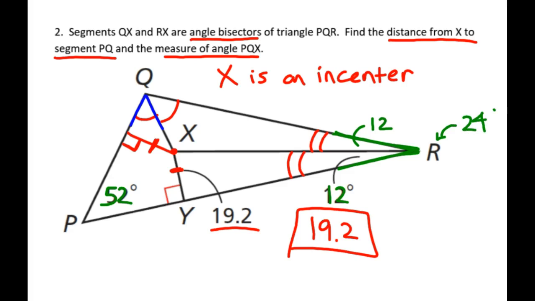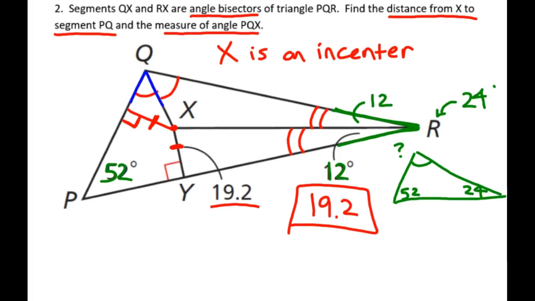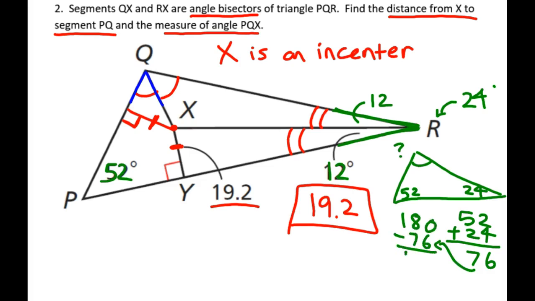Now, what I'm going to do is redraw this triangle off to the side here. This is 52. This is 24. What is the third angle? I can easily find that out by adding the two angles I know and subtracting from 180, right? We've done this before on the last unit. So 52 plus 24 is 76. And then I'm going to take 76 away from 180, right? And I get 104. So this whole big angle right here is 104.